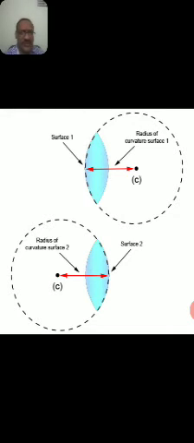Every double convex lens or concave lens has two radii of curvature: radius of curvature of surface 1 and radius of curvature of surface 2. As shown in the figure, the radius of curvature is denoted by a red line. The distance from the center point C to the outside of the circle is called the radius of curvature. So in this diagram, R1 and R2, two radii of curvature, are observed.